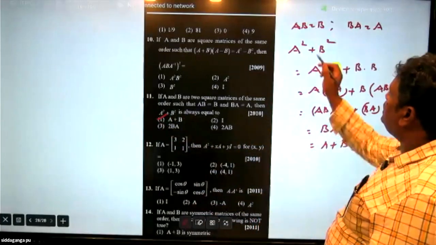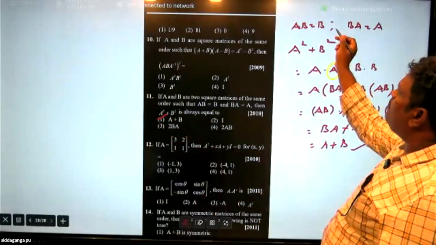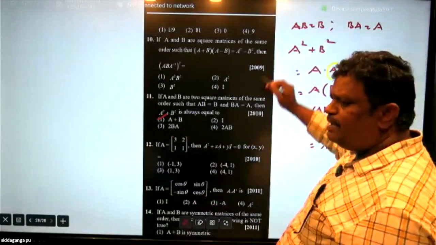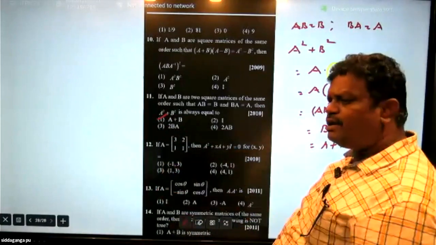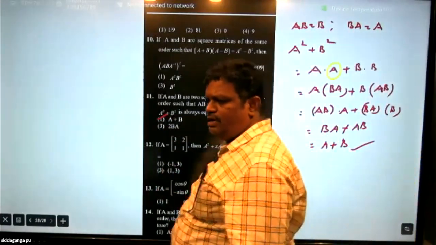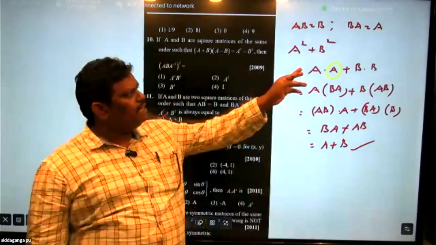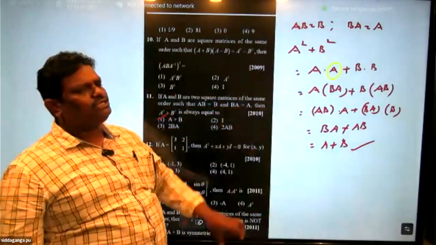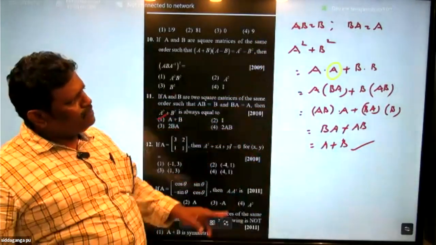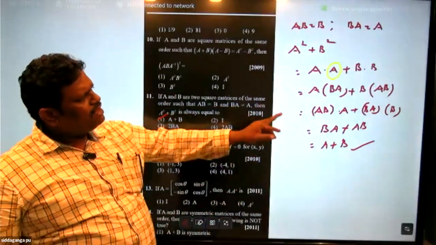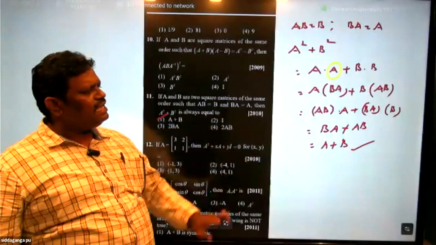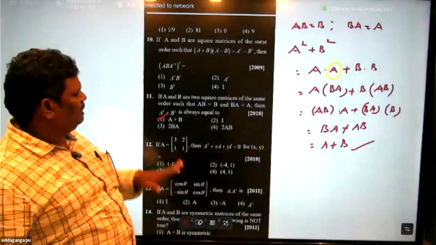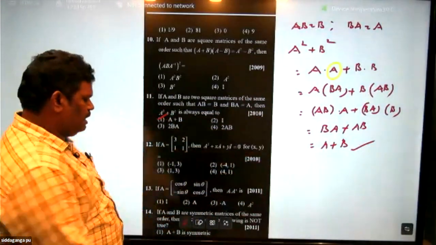Otherwise, we can take it directly: AB is equal to B, and BA is equal to A. We multiply first by A on both sides, and second by B on both sides. Then also we get the same answer. We split A square as A into A and B square as B into B. In one place we write BA for A, and in the other place we write AB for B. Again we make pairs and replace the values. Finally, we get A plus B. Right. Next.